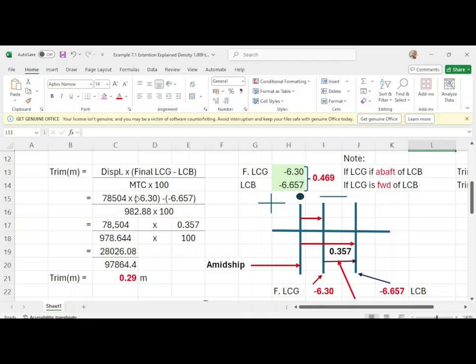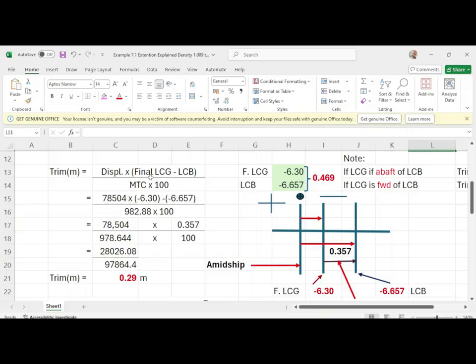By looking at this figure, you know that LCG is shorter than LCB. I repeat, the value of LCG is less than the value of LCB, which is 6.6. Meaning, LCG is behind LCB. I hope that's clear. LCG is behind LCB.